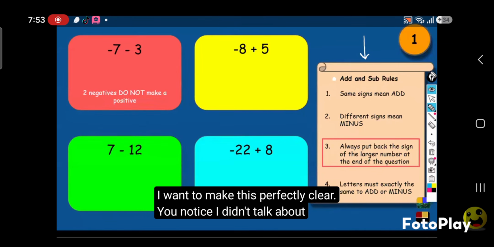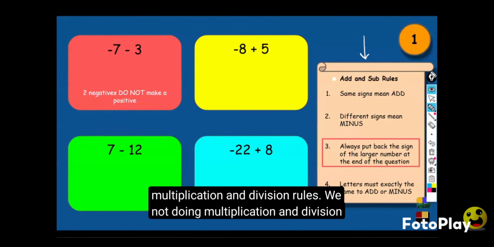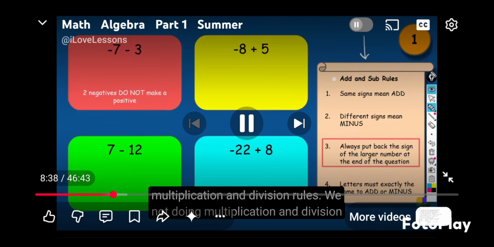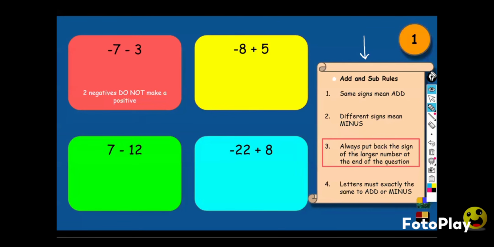And I want to make this perfectly clear. You notice I didn't talk about multiplication and division rules. We're not doing multiplication and division right now. Adding and subtracting have totally different rules to multiplication and division. And it has 4 rules. 1, 2, 3, 4.